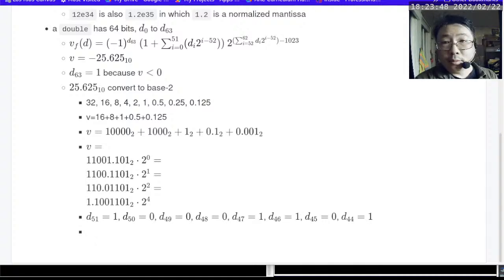D48. Let's see. D48 is. Oh man, I shifted again. Yep, that's a 1, that's a 1, that's a 0, that's a 1 again. The rest are all zeros. Sorry about that. Okay, let me just double check. We got 1, 0, 0, 1, 1, 0, 1, and then the rest are all zeros. Okay, there we go. But thank you, Justin.